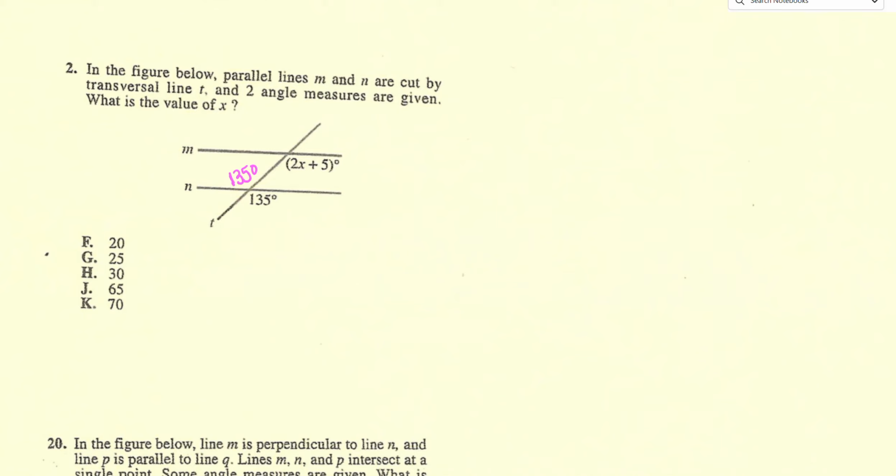Then we could do the alternate interior angles again. This one and this one. See how it alternated or jumped over the line, and they're interior. They're inside those walls. So they're equal. So 135 is equal to 2x plus 5. And then you just have a very simple equation to solve. Subtract your 5 over. So 130 equals 2x. Divide by 2, and x is 65 degrees.